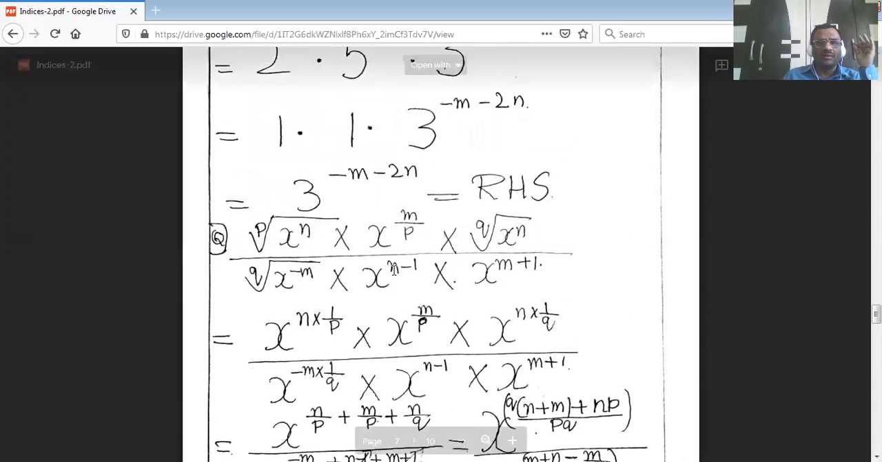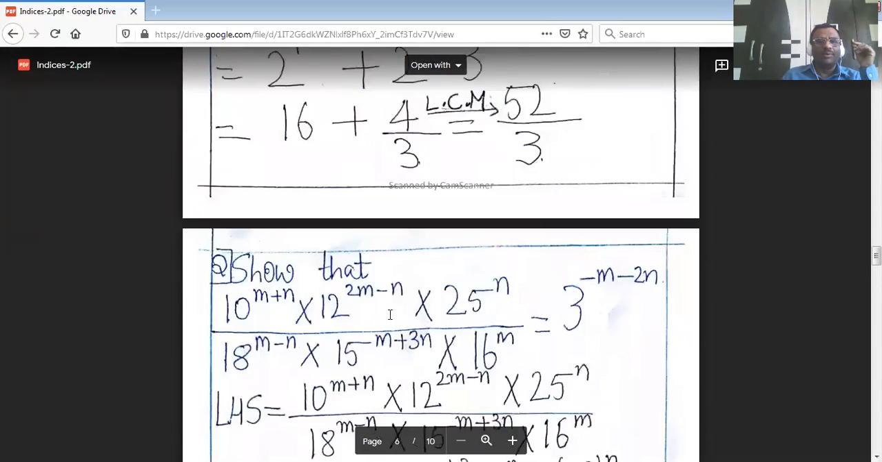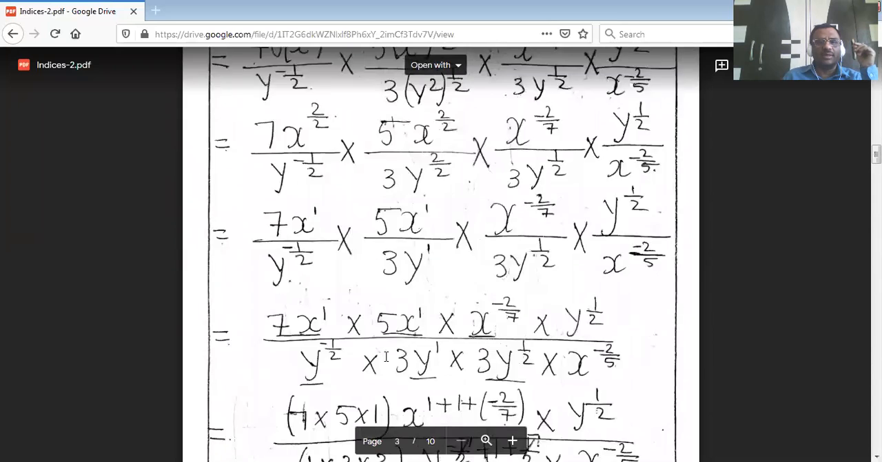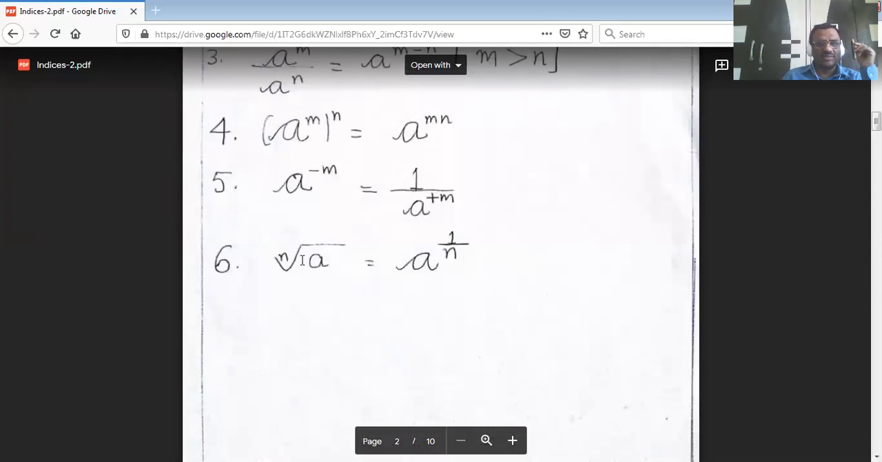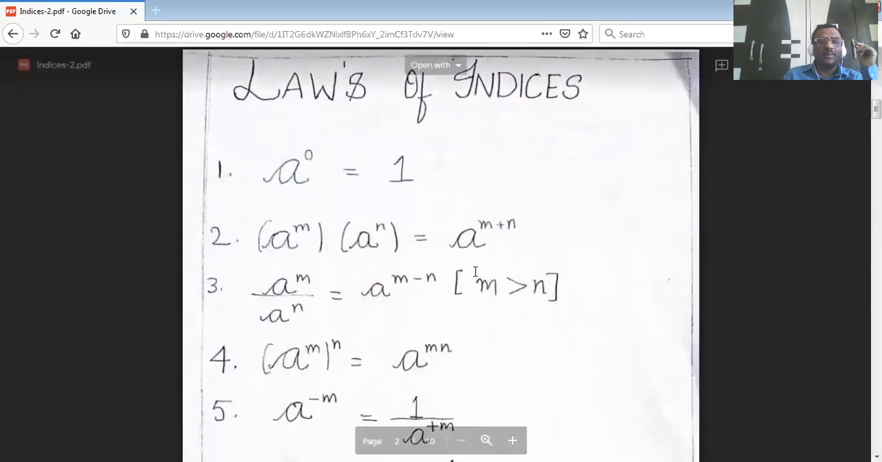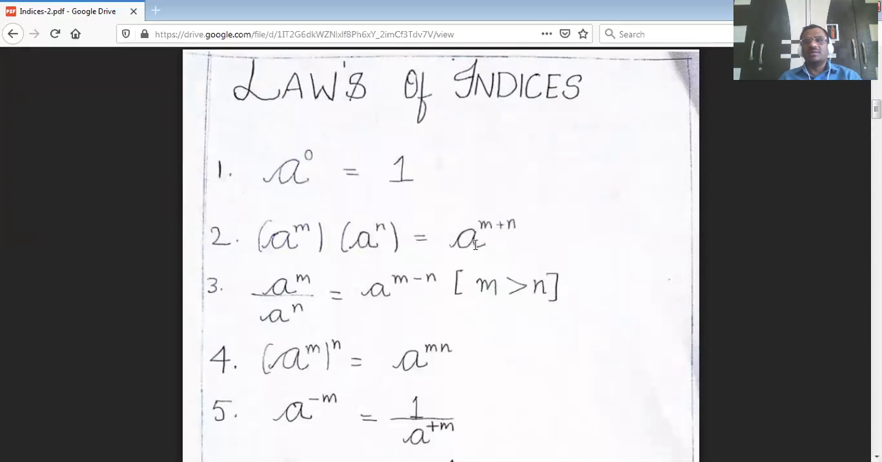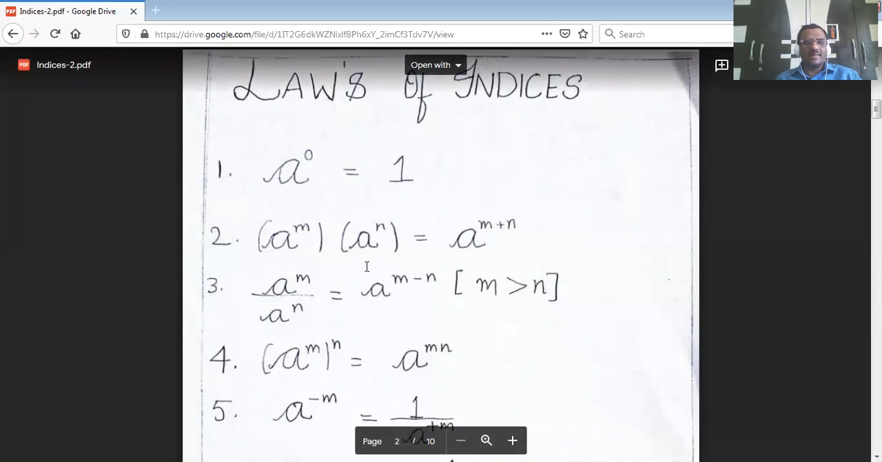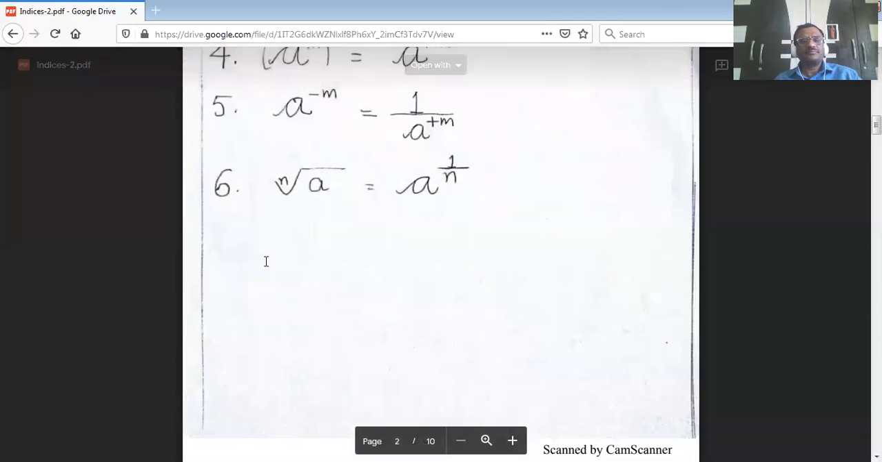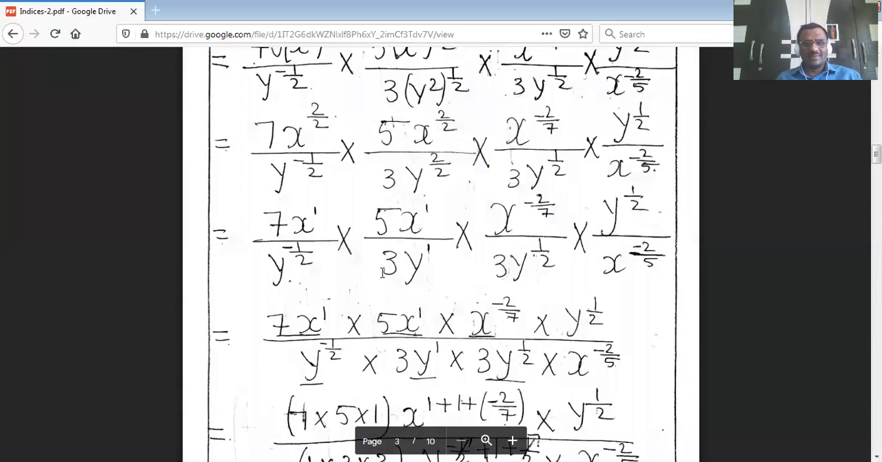I am applying the laws. One is with respect to the root conversion, the nth root of a. Next, I am applying a to the power of m into a to the power of n is equal to a to the power of m plus n. I'm applying the second and the sixth law, one after the other, as it is required.